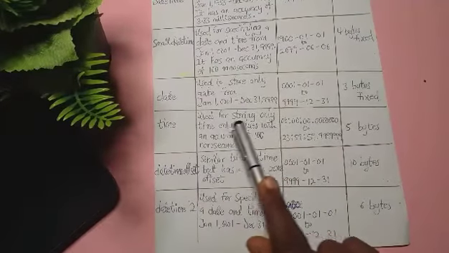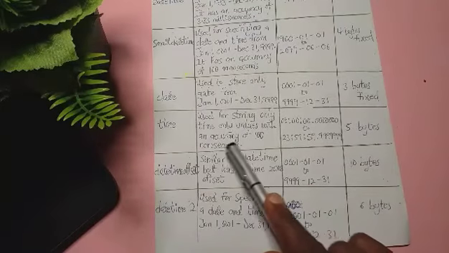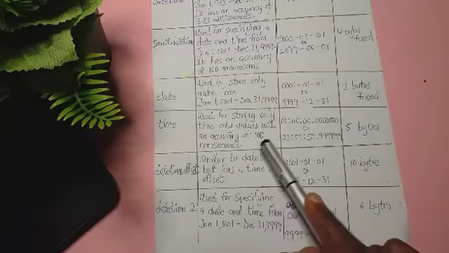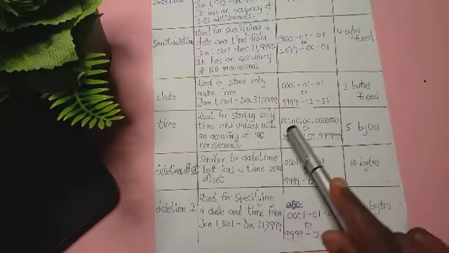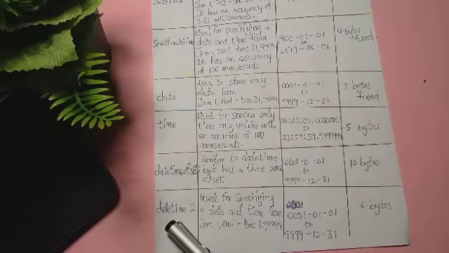And we have the time data type, used for storing only time values with an accuracy of 100 nanoseconds, and this is the range. It has 5 bytes. And we have datetimeoffset, similar to datetime, but has a time zone offset. That's the range, and it has 10 bytes. We have the datetime2, used for specifying a date and time from this range to this range, and you have 6 bytes memory.